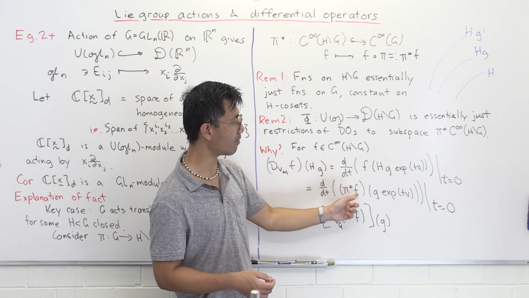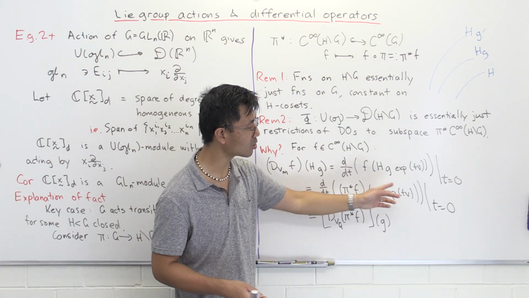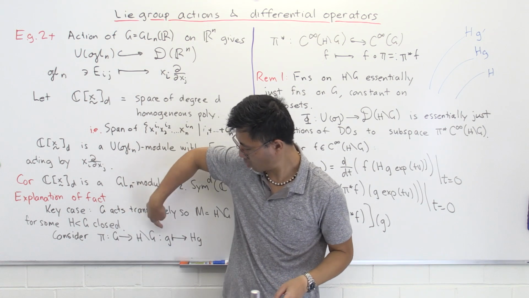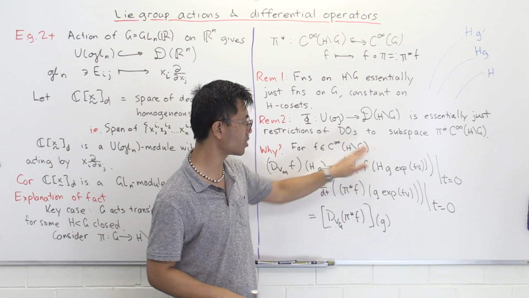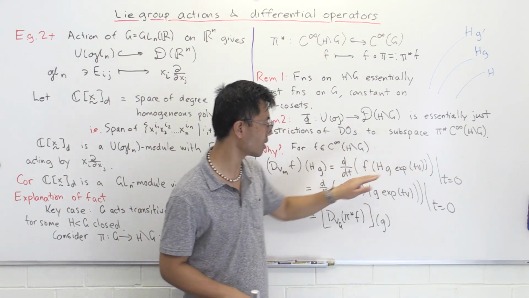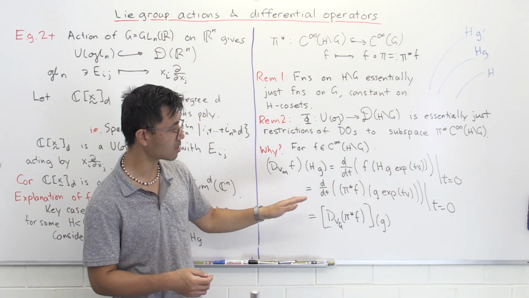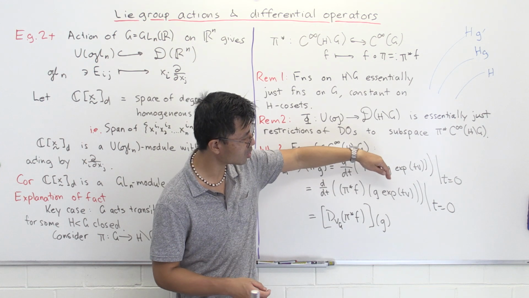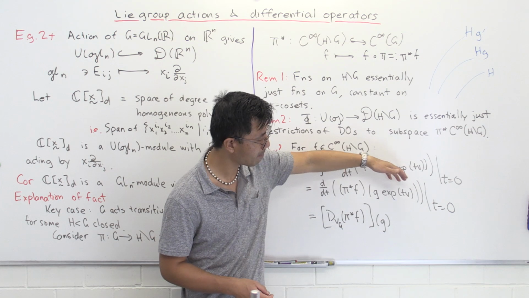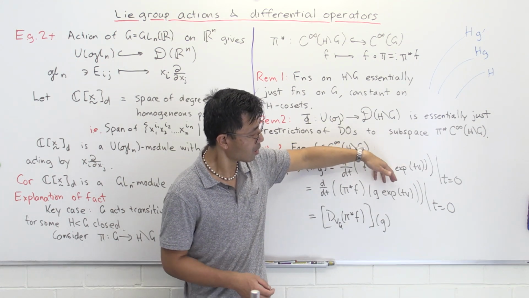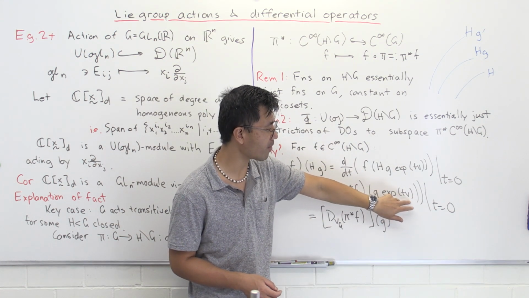So remember what pi upper star of f is. Firstly, you apply pi, which just takes this to the coset containing it, and then you apply f. So these two are the same. And then you just differentiate this. But what is this derivative here? What you did was multiply g by exp(tv). So basically this is the integral curve corresponding to this left invariant vector field v.